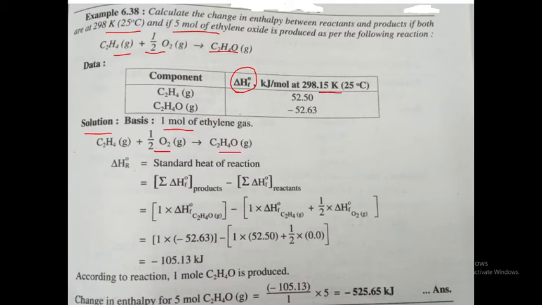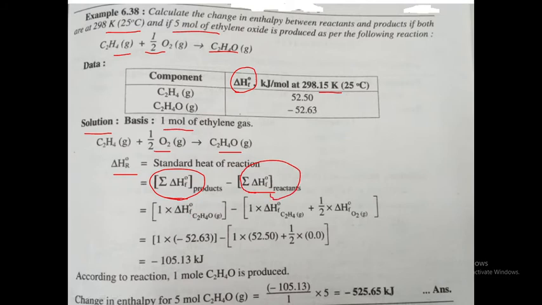What is the standard heat of reaction formula? Standard heat of reaction is equal to summation of standard heat of formation of products minus standard heat of formation of reactants. Are you clear or not? Okay. So here this is the product, this is the reactant value. Are you clear or not?